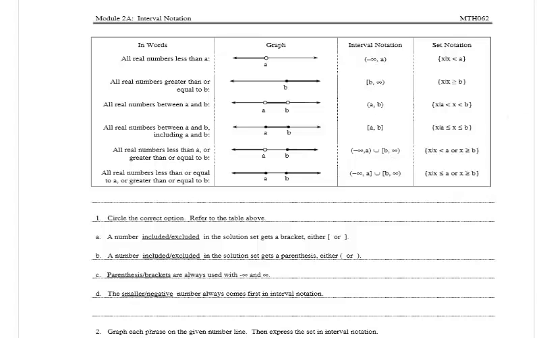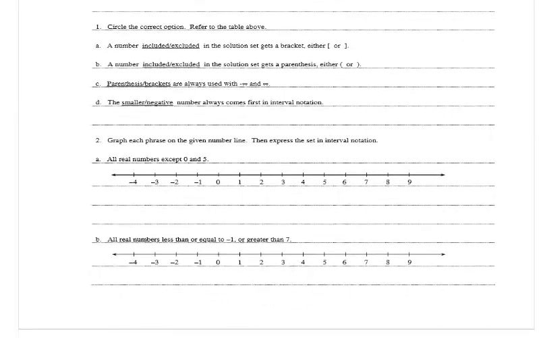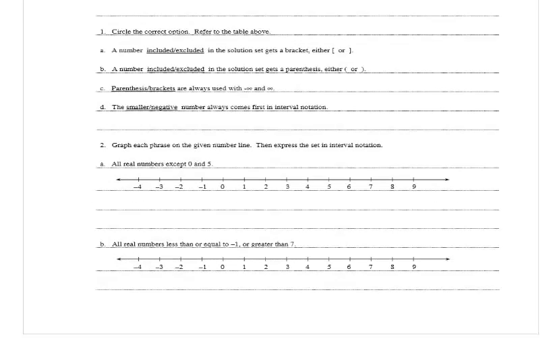So let's take a look at some questions. We have: circle the correct option, refer to the table above. In A, we have a number is included or excluded in the solution set gets a bracket. And if we use a bracket, we're going to include the value. In B, we have a number is included, excluded in the solution set gets a parenthesis. And if it gets a parenthesis, we're going to exclude it. In C, we have parentheses or brackets are always used with negative infinity, infinity. Whenever we have an infinity, we're going to use parentheses.